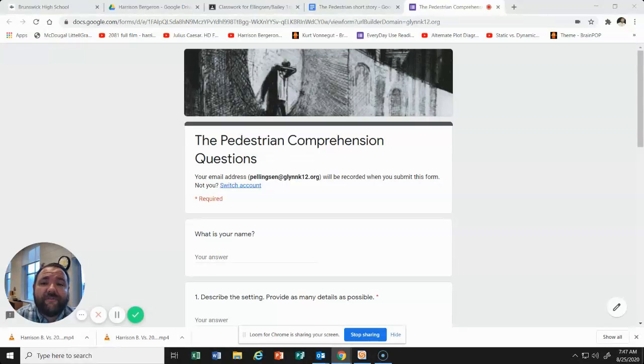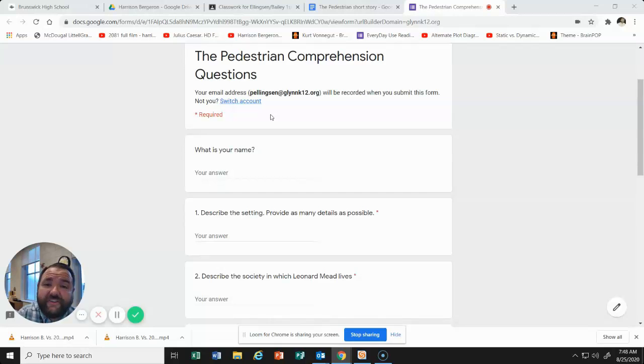All right, so after you've read it, your main job today is to prove to me that you sort of understood what's going on. Also, we're still looking at elements of a short story, so we've got some questions with that. So the form I need you to fill out today looks like this. It says The Pedestrian Comprehension Questions. It's got this little picture right here of one guy with a spotlight on.